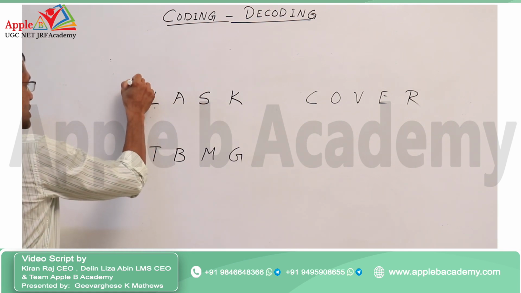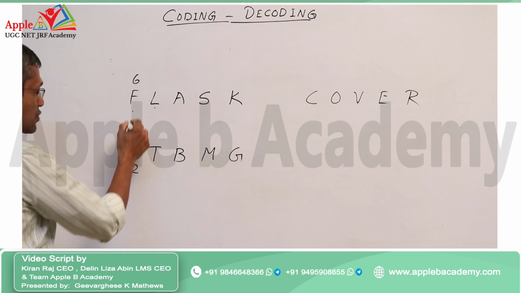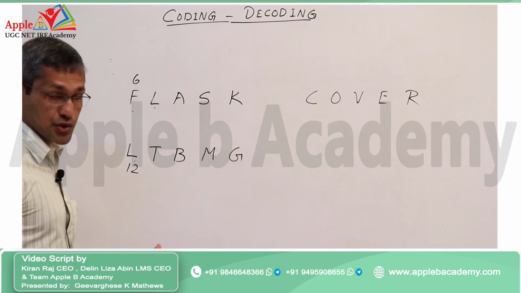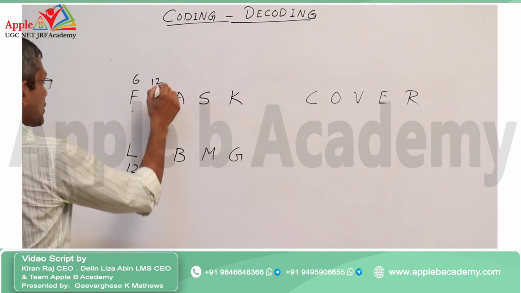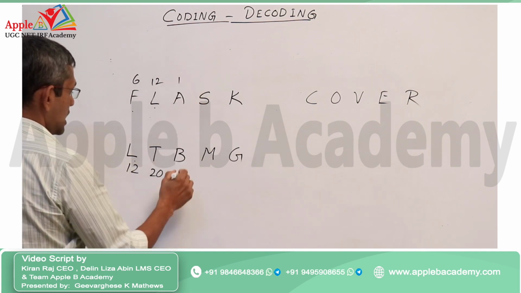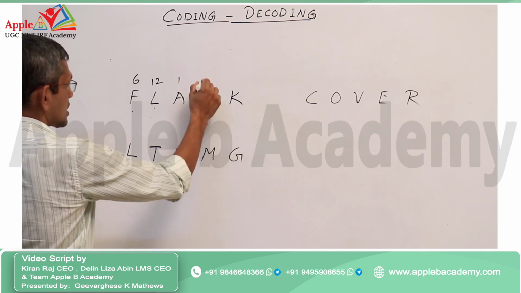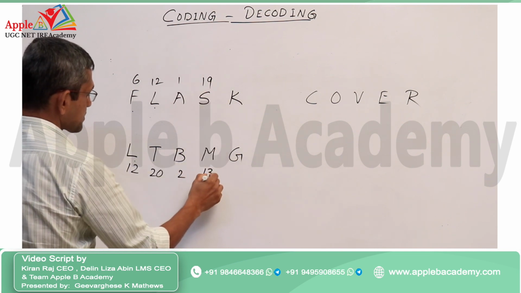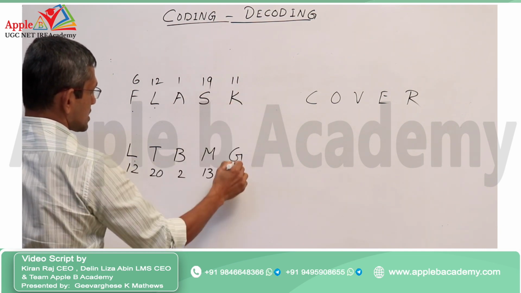Let's try position values. So this is 6, 12. 6 into 2 is 12, possibly, we are not sure. Then 12 and 20. 12 into 2 is not 20. Then A and B, so 1 and 2. 19 and 13. And 11 and 7.